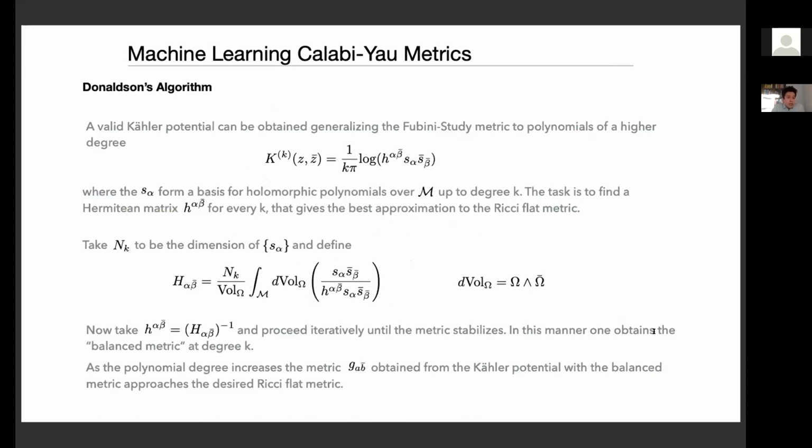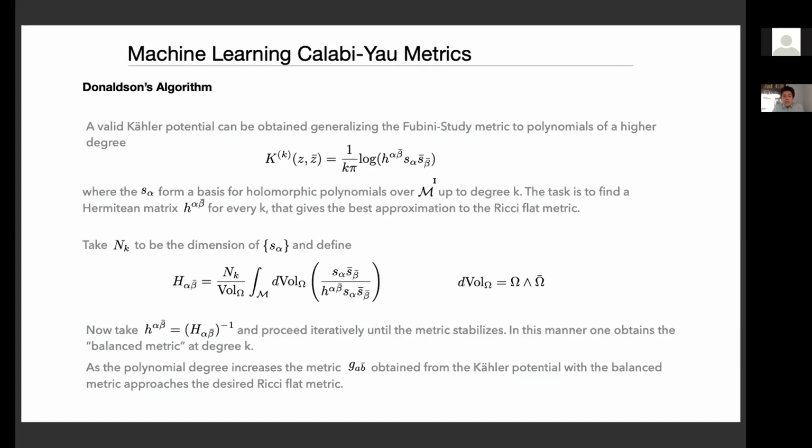An algorithmic way to approximate the Calabi-Yau metric is to consider Donaldson's algorithm. Basically, inspired by the Kaehler potential, instead of just the coordinates in the ambient space, one can consider polynomials on the Calabi-Yau up to a certain degree. Then these H alpha beta are going to be coefficients, and S beta is the complex conjugate of these holomorphic polynomials, a base of holomorphic polynomials.